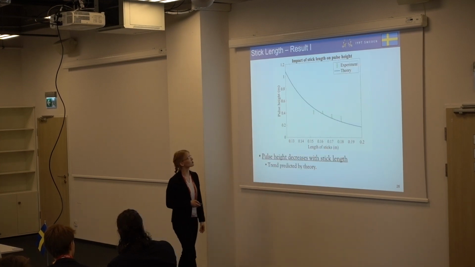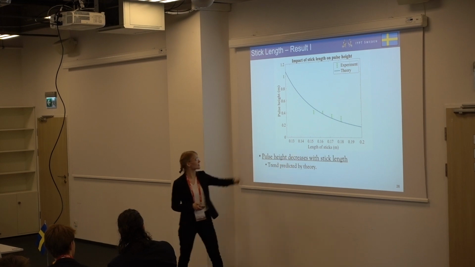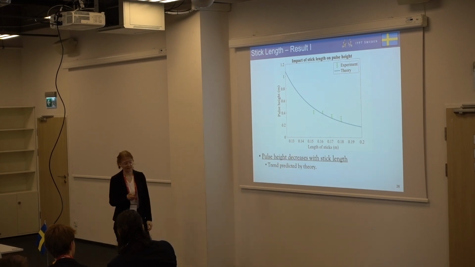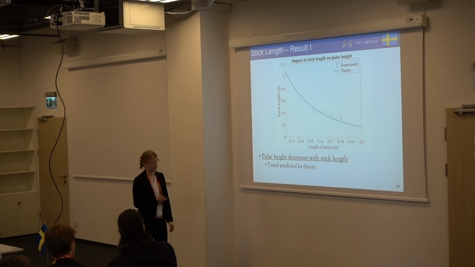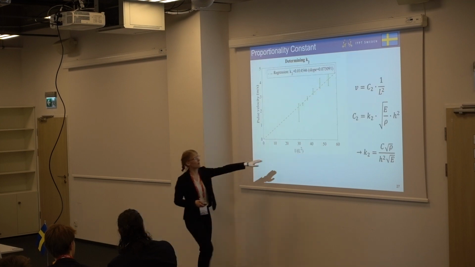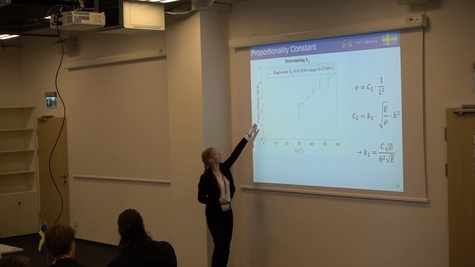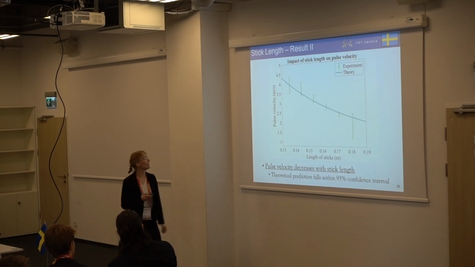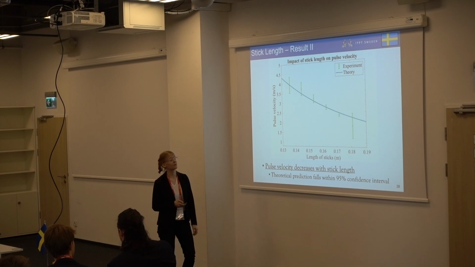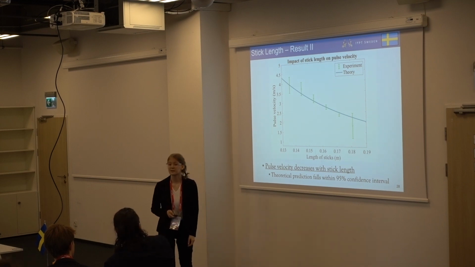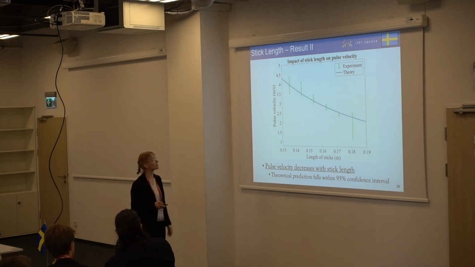And here you can see the result showing our theoretical prediction against the experiments, and you can see that the theory predicted our results. We can then do the same thing for how the pulse velocity should scale. And as you can see here, our theoretical prediction falls within the 95% confidence interval of this phenomenon.